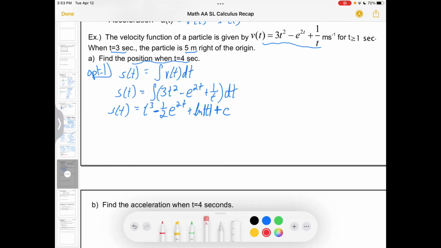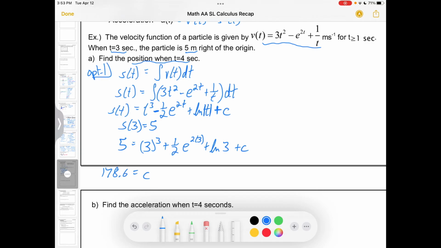Now we're going to sub in something. We know that s of 3 is 5. When we say right of the origin, we mean positive position. So if I put in 3 for t, okay, there's 3 in for t, I should get 5 for my position. And if you work that through, you'll get c is roughly 178.6. I'm keeping at least one extra sig fig here because I'm a little nervous. It's not the end of the question.